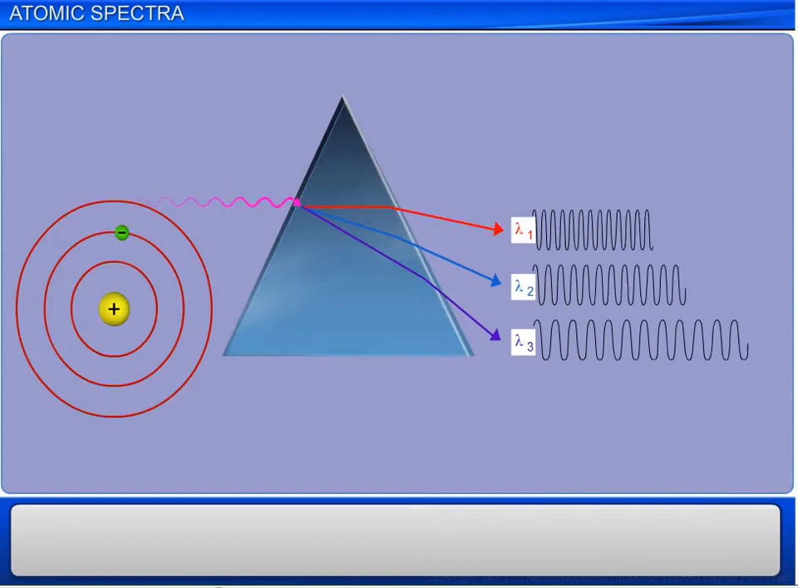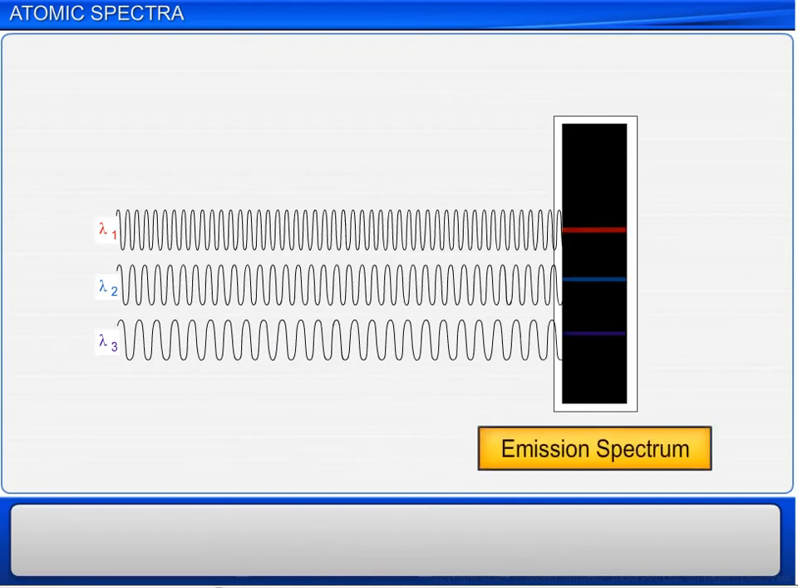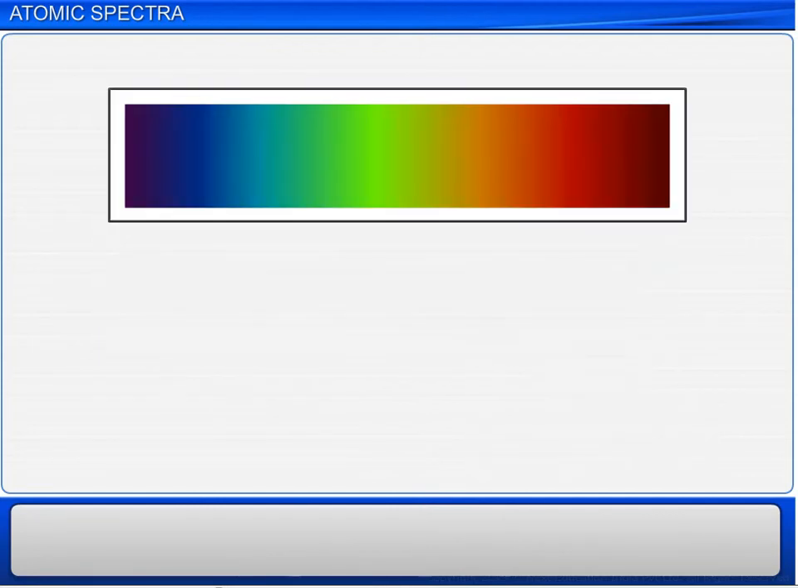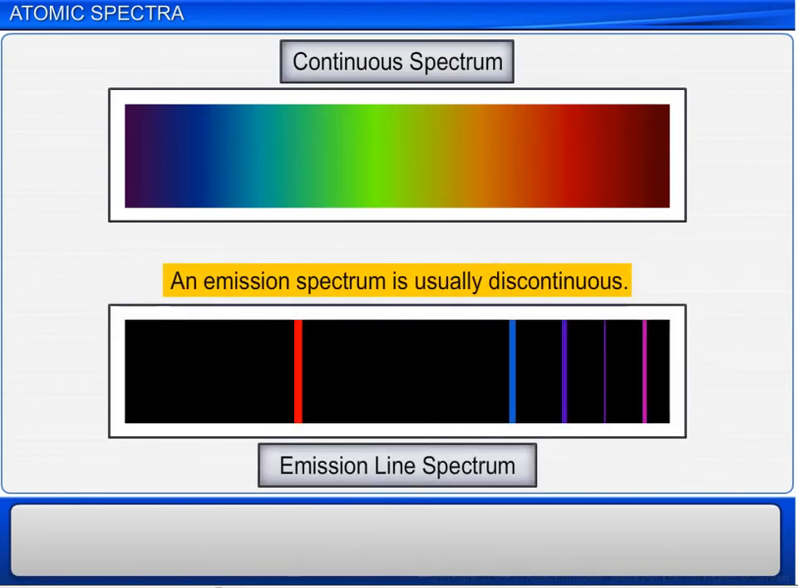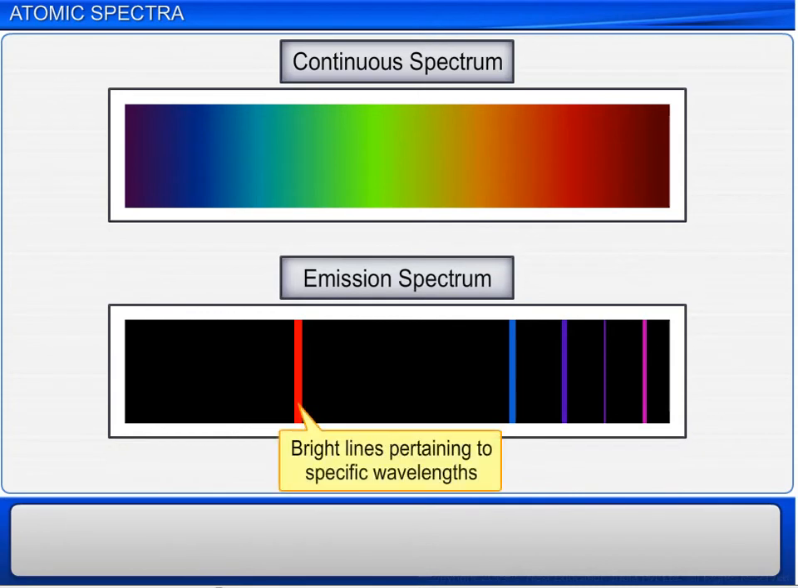The spectrum of radiation emitted by an atom is called emission spectrum. In contrast to the continuous spectrum of white light, an emission spectrum is usually discontinuous with dark spaces between the bright lines. Such a spectrum is called line spectrum. The bright lines in the emission spectrum exist due to the fact that emitted radiations are only of specific wavelengths rather than a continuous spread of wavelengths as in the case of white light.